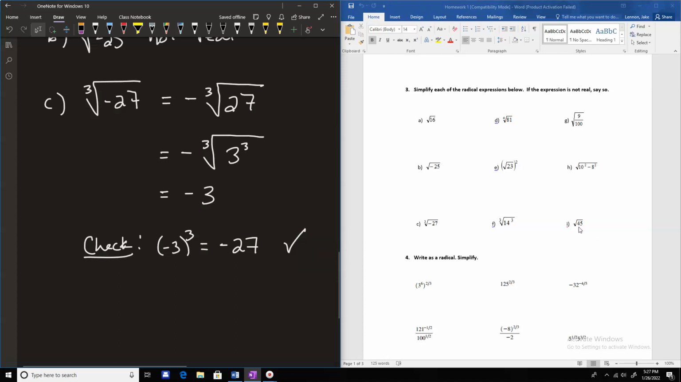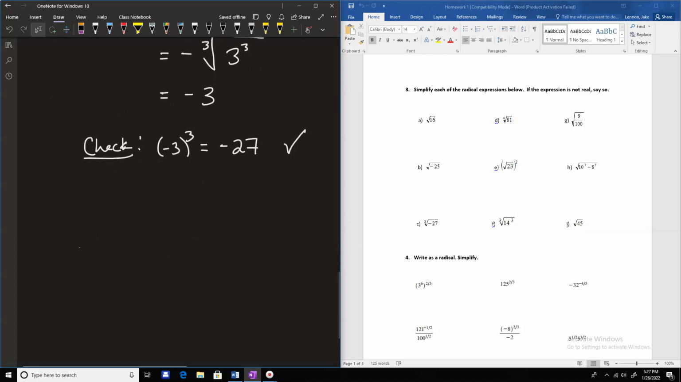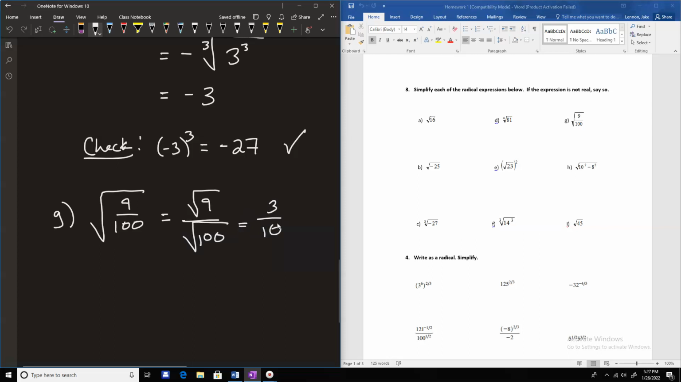Okay, what about one like, let's look at G and I. So for one like G, the square root of 9 over 100, radicals behave well with multiplication and division. So that means that I can just write this as the square root of 9 over the square root of 100, which comes out to 3 over 10. And that's a fraction in simplest form.